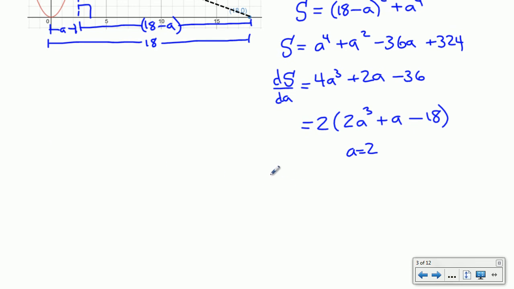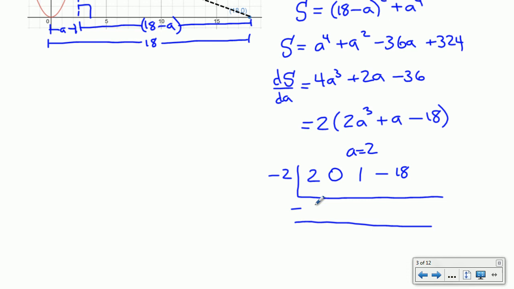So now I'm going to use synthetic division to help me factor this expression. So remember, I do not have an a squared term in here, so I need to have a placeholder of 0: 2, 0, 1a, and negative 18. So proceed with synthetic division, drop the 2. Negative 2 times 2 is negative 4. 0 subtract negative 4 is 4. Negative 2 times 4 is negative 8. 1 subtract negative 8 is 9. And negative 2 times 9 is negative 18. And then negative 18 subtract negative 18 is 0.